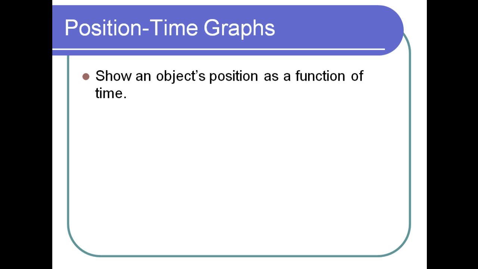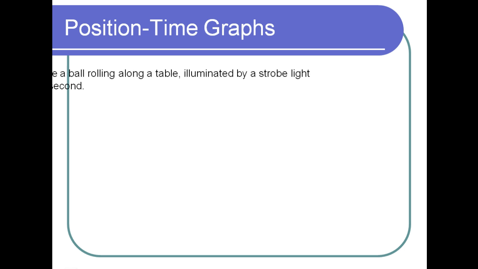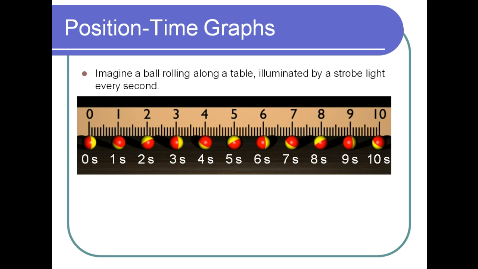So a position versus time graph shows an object's position as a function of time. The x-axis is time, the y-axis is position. So imagine this ball rolling along as the strobe light goes. At time 1 second, we're at 1 centimeter. Time 2 seconds, 2 centimeters. Time 3 seconds, 3 centimeters, so on and so forth, all the way up to 10 seconds and 10 centimeters.